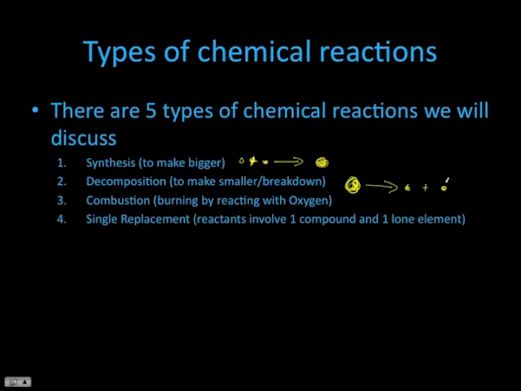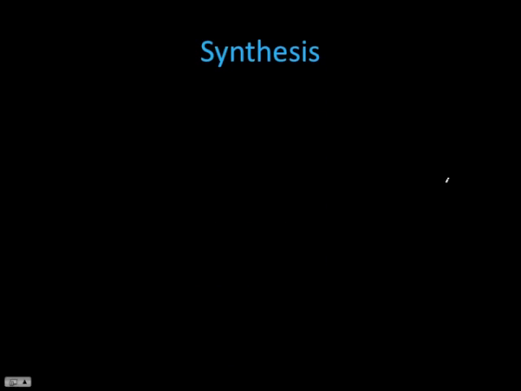A single replacement reaction is where you usually have 1 compound present and 1 lone element, and basically that lone element switches places with one of the elements in the compound. And then a double replacement reaction, where you have 2 compounds and an element from each compound switches places, and you have 2 new different compounds. Now the first one is a synthesis reaction.